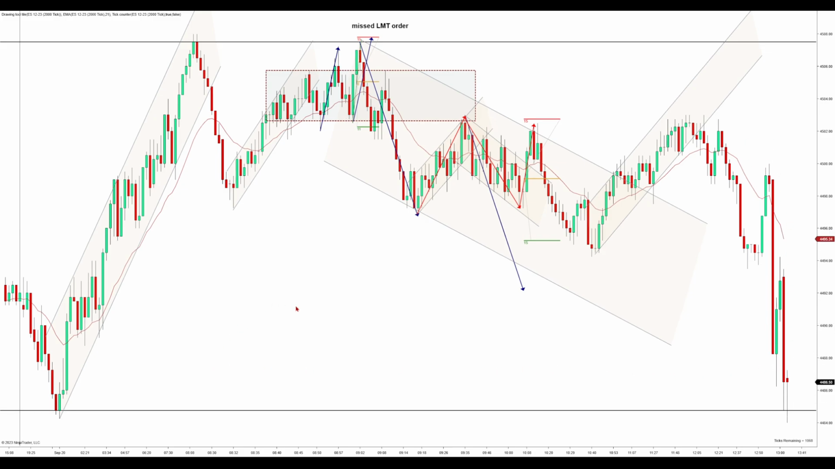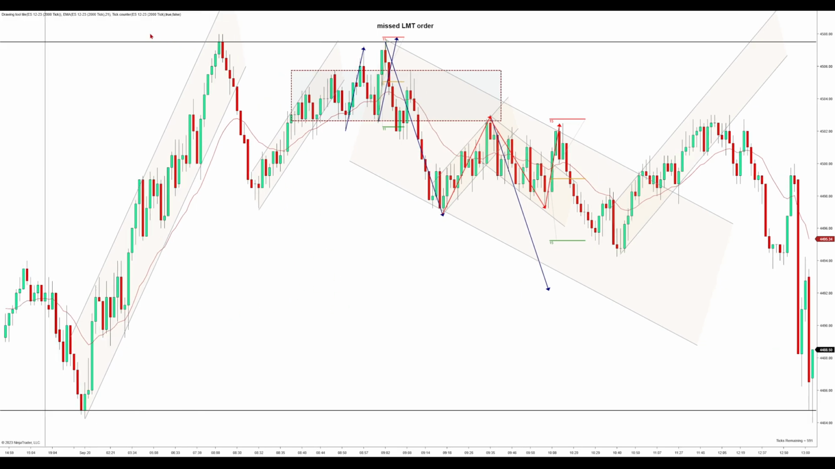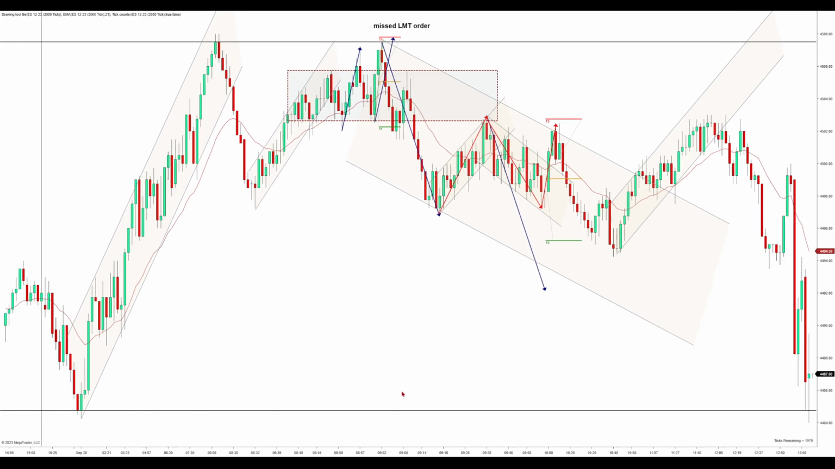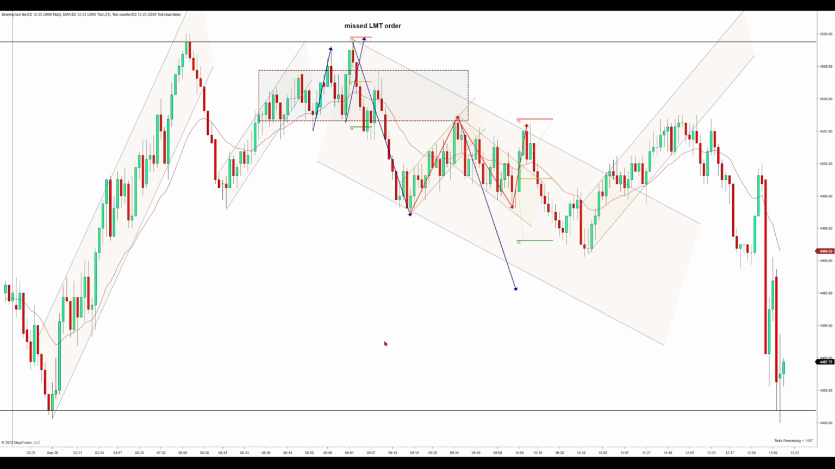So anyway, getting into this chart review, we have the overnight highs up here, the overnight lows down here. These are our key levels for the day. I started trading at 8 Central Time, which is this area right here.